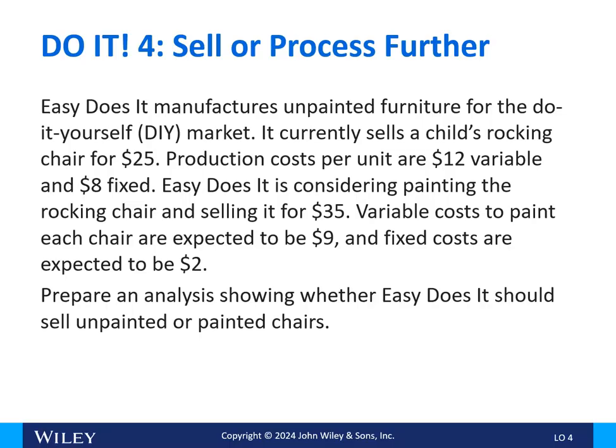We'll go through another example. Easy Does It manufactures unpainted furniture for the do-it-yourself market. Currently it sells a child's rocking chair for $25. Production costs per unit are $12 variable, $8 fixed. Easy Does It is considering painting the rocking chair and selling it for $35. Variable costs to paint each chair are expected to be $9, and fixed costs are expected to be $2. Prepare an analysis showing whether they should sell unpainted or painted chairs.